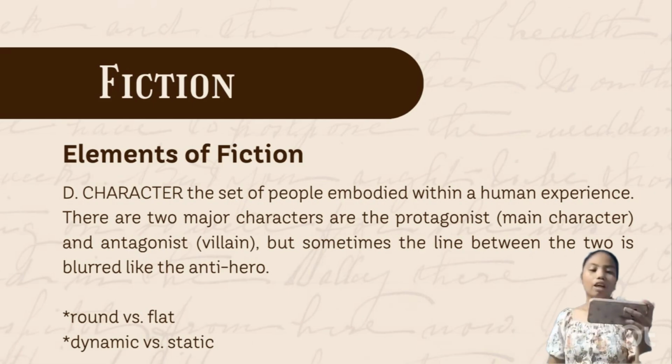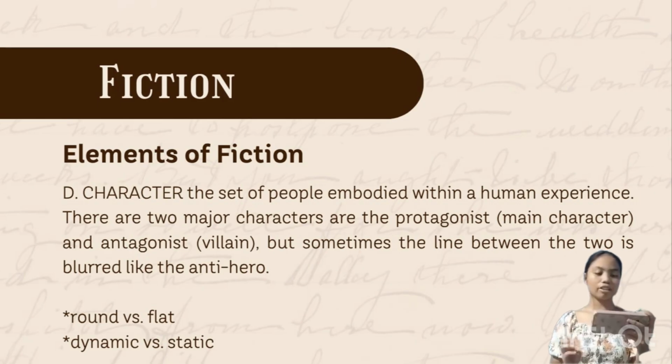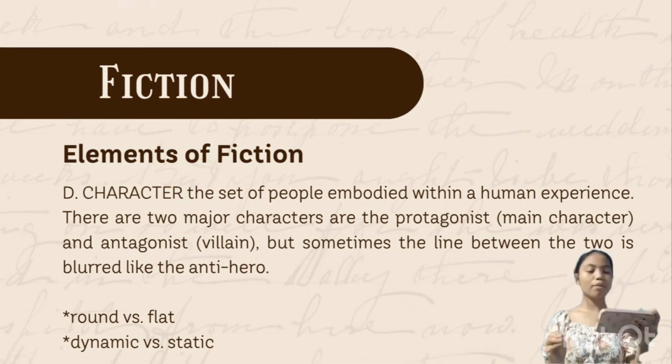D. Character, the set of people embodied within a human experience. There are two major characters: the protagonist, the main character, and the antagonist, the villain. But sometimes the line between the two is blurred, like the anti-hero. Round versus flat, dynamic versus static.